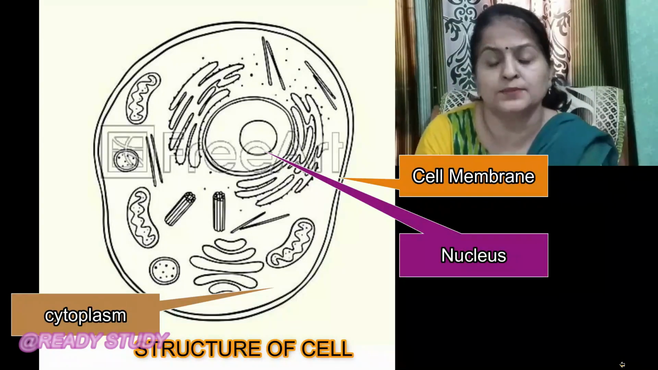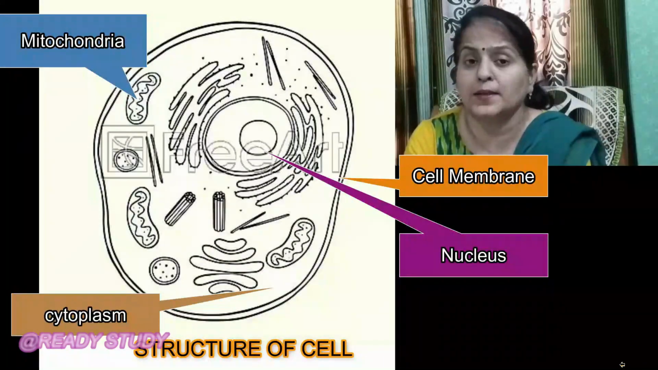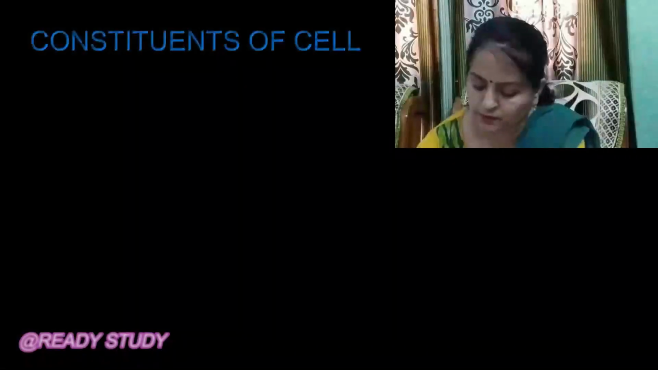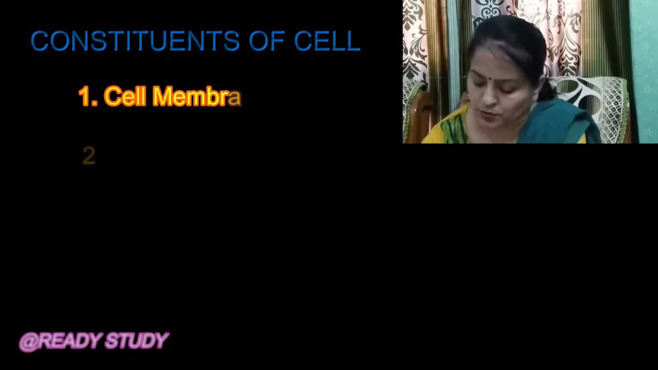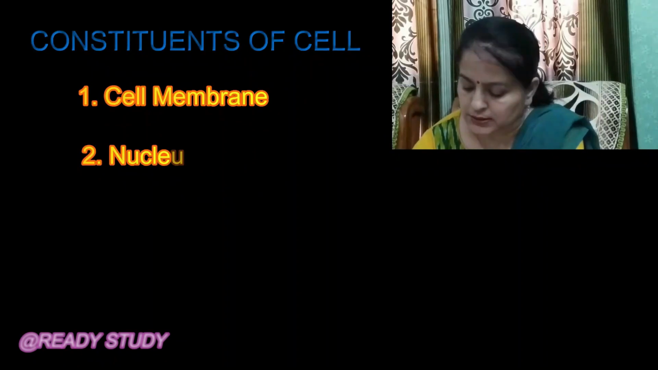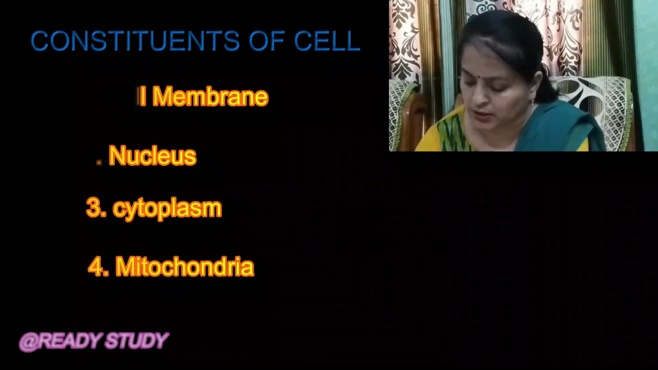And one more thing is mitochondria. Actually, mitochondria is also known as the powerhouse of the cell because it provides energy to the cell which is needed to perform all the functions. So, four main constituents of the cell are: number one, cell membrane; number two, nucleus; number three, cytoplasm; and number four, mitochondria.